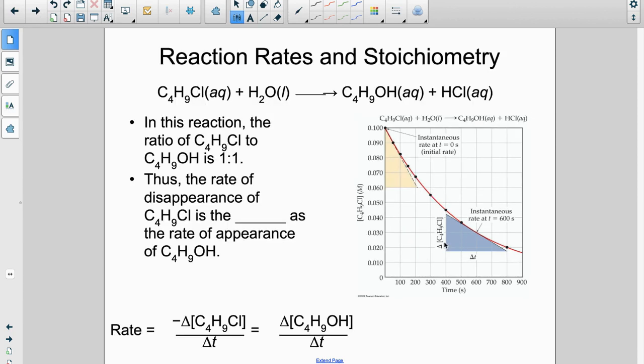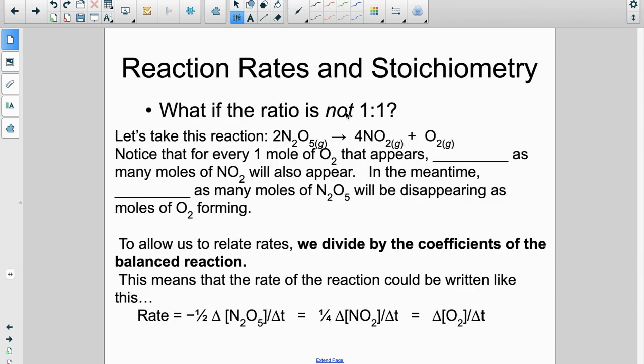Here in this reaction, if you look at all of these coefficients, they're all 1. So the rate of one disappearing is going to be the rate of the product appearing. Here the rate of disappearance of C4H9Cl is the same as the rate of appearance of C4H9OH. So these rates are equal to each other. But what if these coefficients are not all 1?